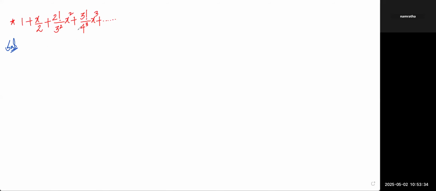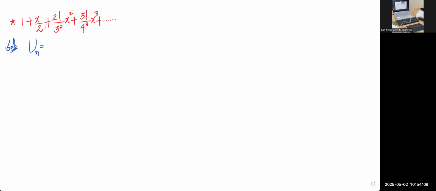So in this question, you see 1 plus x by 2. Here 3 factorial, 2 factorial, 1 factorial, 0 factorial. It's looking different: power 3, power 2, power 1, power 0; 4 power 3, 3 power 2, 2 power 1, 1 power 0. So what I am going to do is form un, but neglecting the first term.